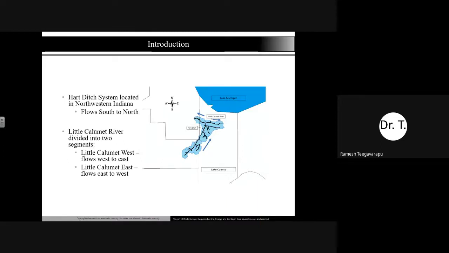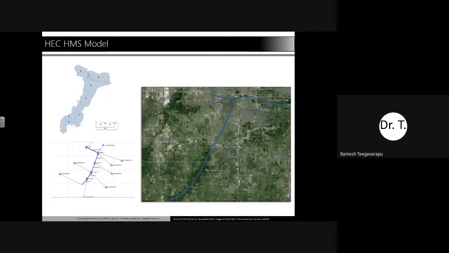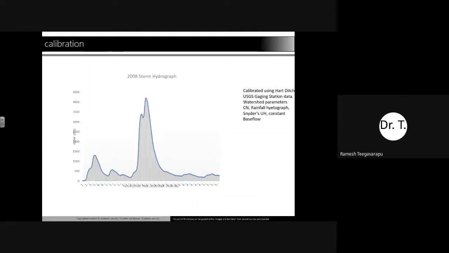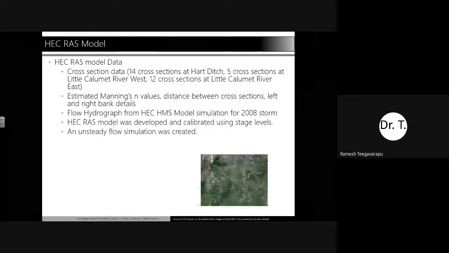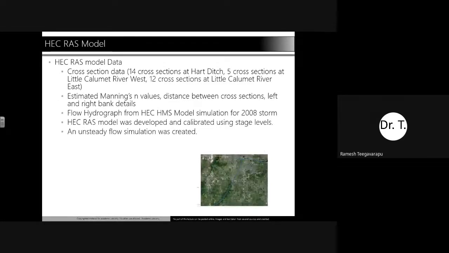So we did that, and we developed the HEC-HMS model by considering different basins. That's the main river, and we simulated the storm hydrograph. We evaluated it. Then we also developed the HEC-RAS model with 14 cross sections across the river, 5 across the Little Calumet River, 12 across the Little Calumet River East, and then 14 cross sections across. So all these things were done by students.